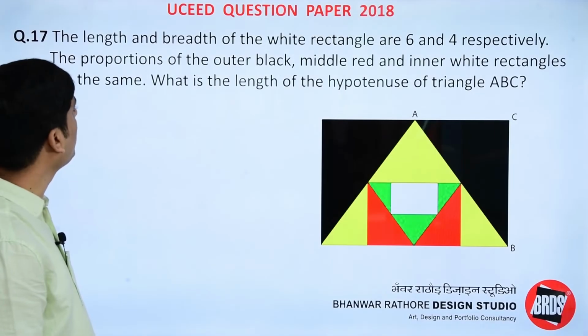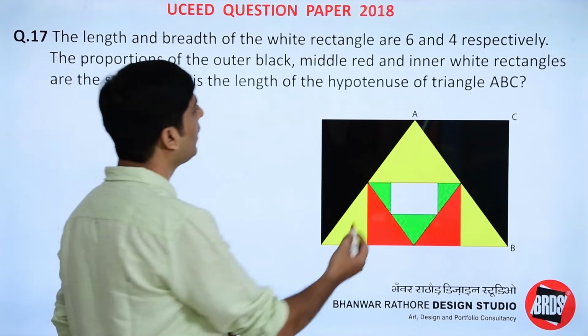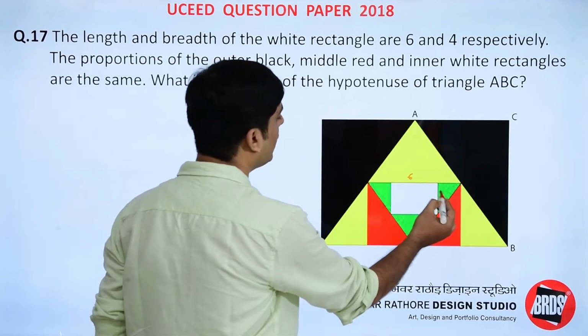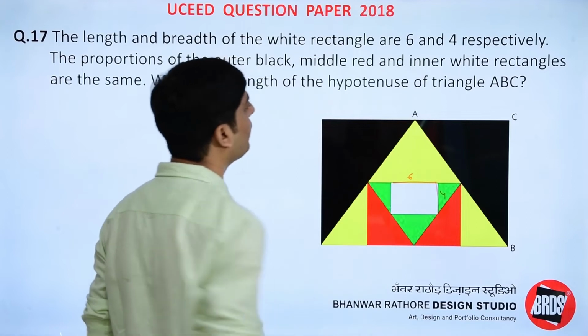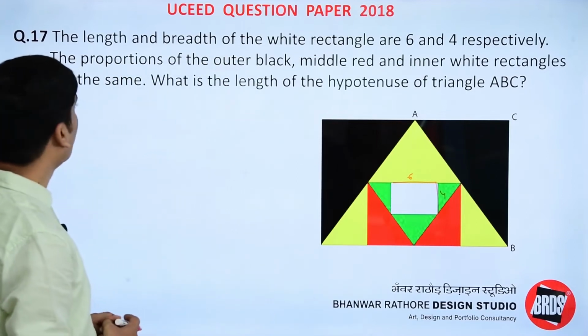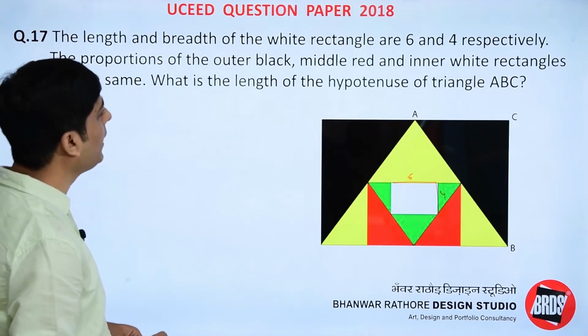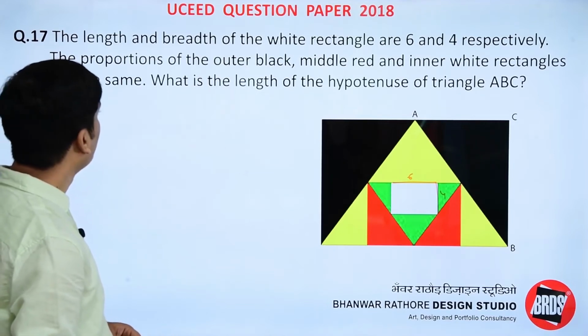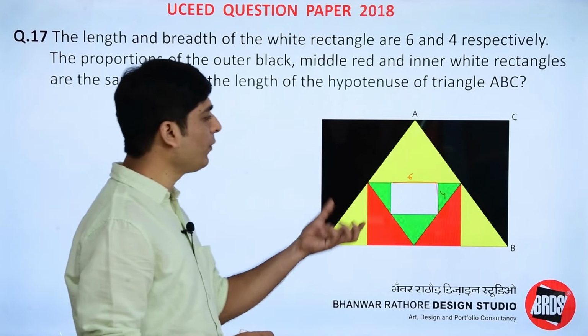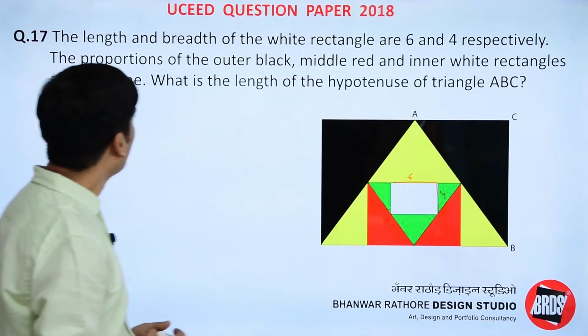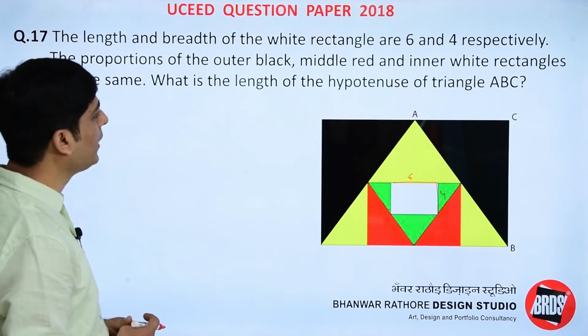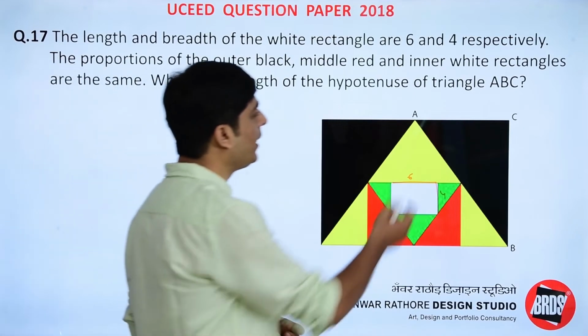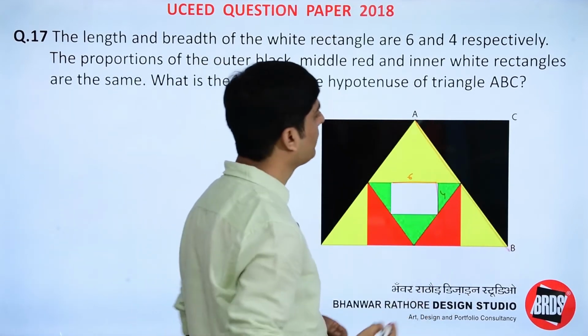The length and breadth of a white rectangle is 6 by 4. Length would be 6 and breadth would be 4 respectively. The proportions of the outer black, middle red and inner white rectangles are the same. It means the ratio of length to width would be the same in each case. What is the length of the hypotenuse of the triangle ABC? We have to identify the length of AB, right?